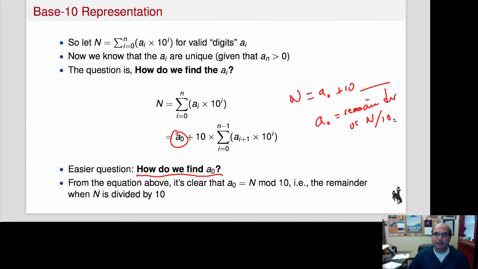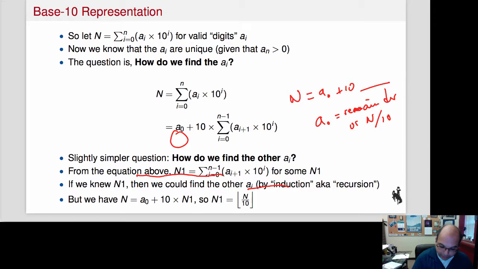I know that because a0 is a number between 0 and 9 inclusive. If you simply wrote this down and a0 could actually be like 30, then it wouldn't be the remainder. But because I know it is less than 10, it works. So that really is the remainder. We usually write that as n mod 10 or n % 10, depending on what your favorite language is.